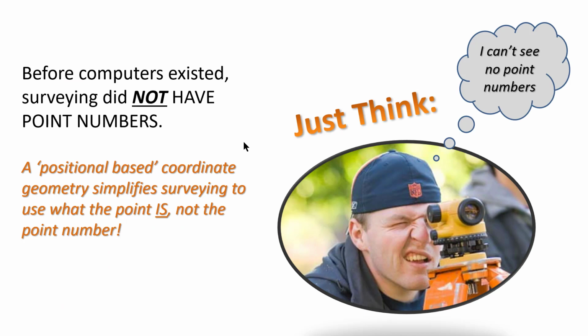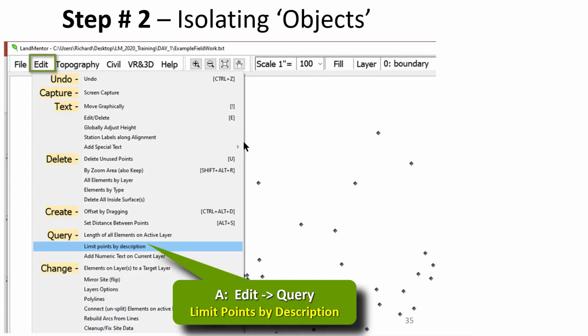And before computers existed, there was no such thing as a point number. So the positional coordinate geometry that we have developed for LandMentor uses what the point is. There are point numbers in LandMentor because we have to download back to a data collector, and we haven't changed the industry yet, but there are no point numbers in the real world. So we want to bring you back to the easy days.